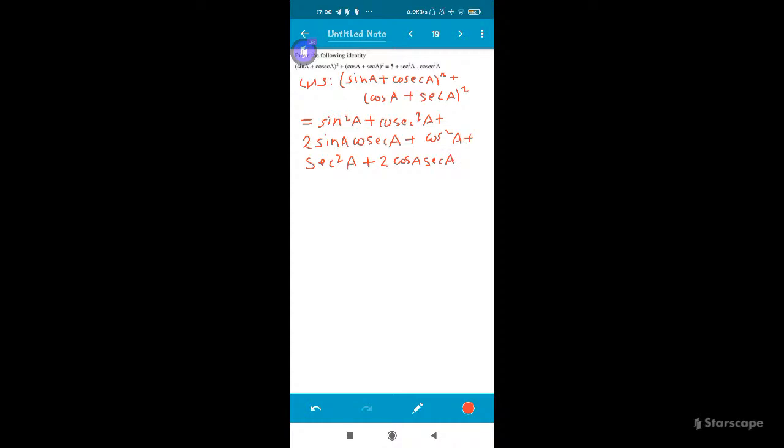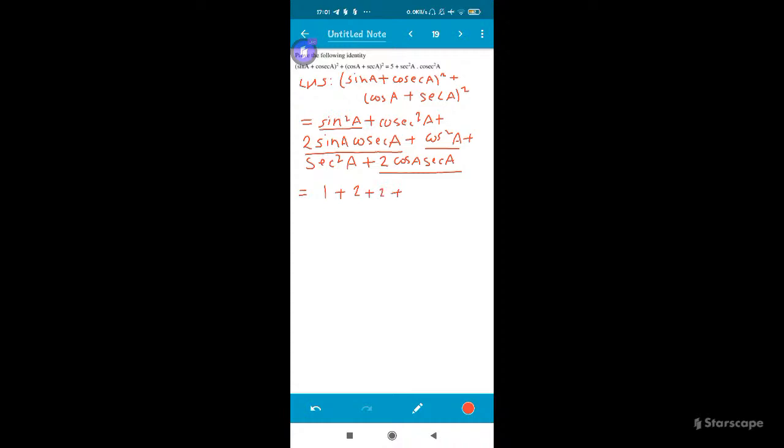Alright. So we see one thing. We have sin square A plus cos square A, which can directly be written as 1. So let us do that. 1 plus this term 2 sin A cosec A. Sin A and cosec A are just the invert of one another. So sin A into cosec A is 1. So 2 into 1 is 2. Similarly, this term cos A and sec A are just the invert of one another. So cos A into sec A is 1. So 2 into 1 is 2 again.